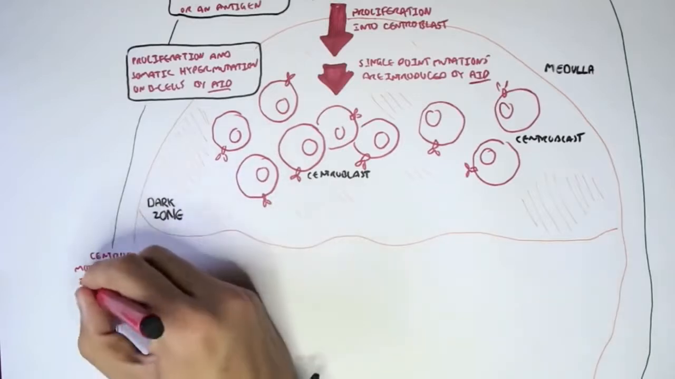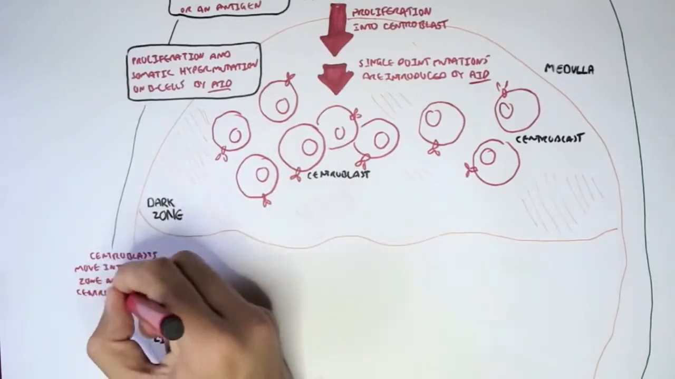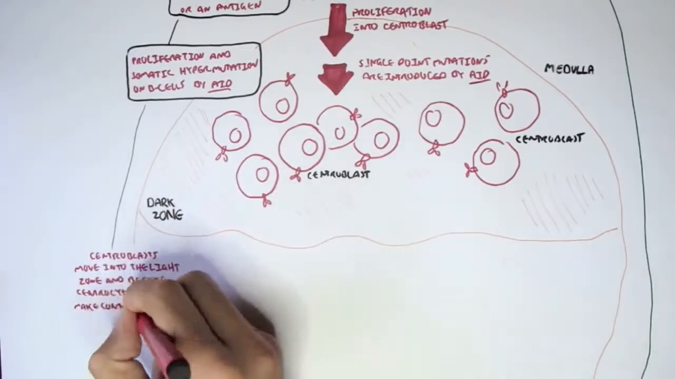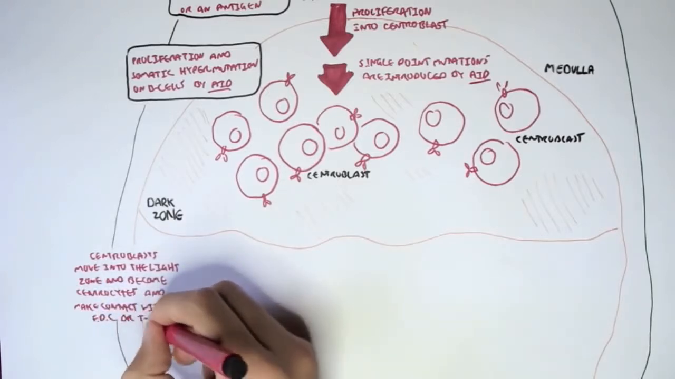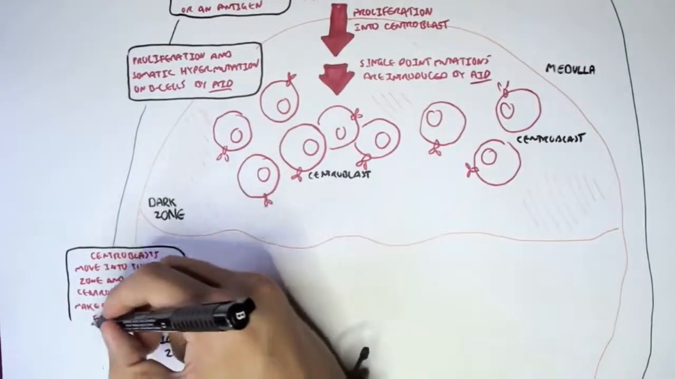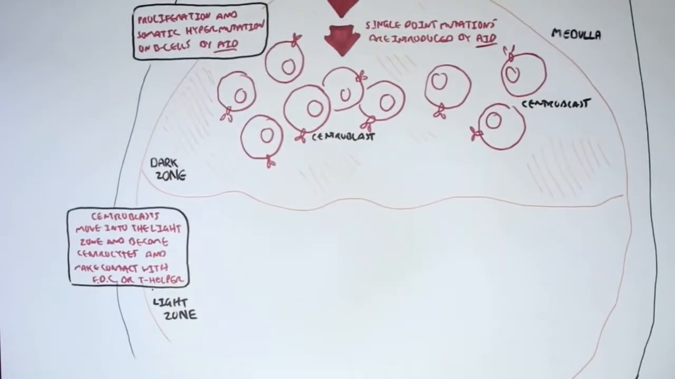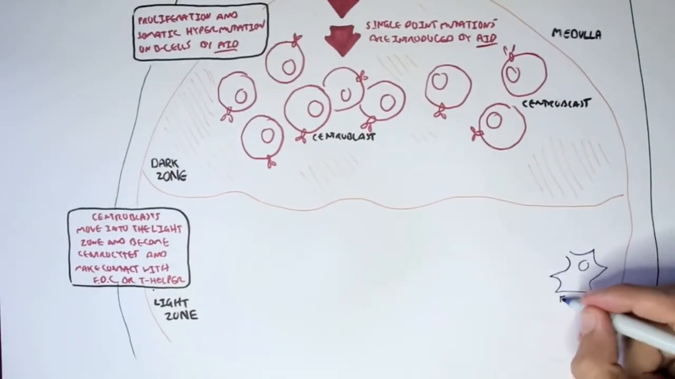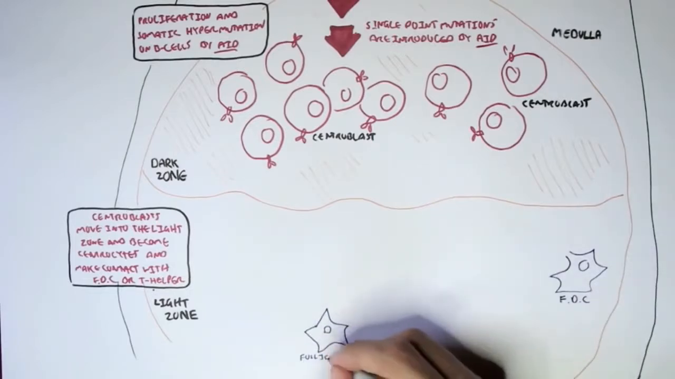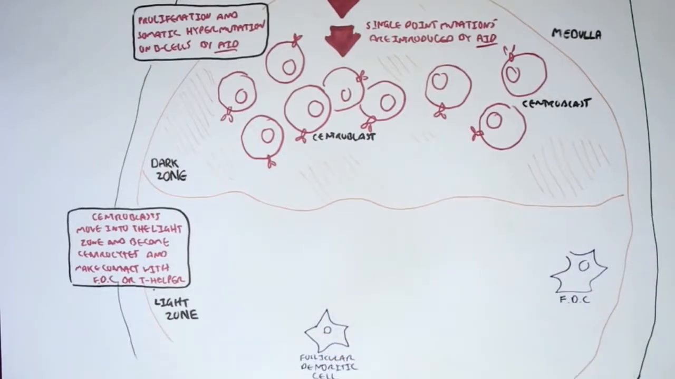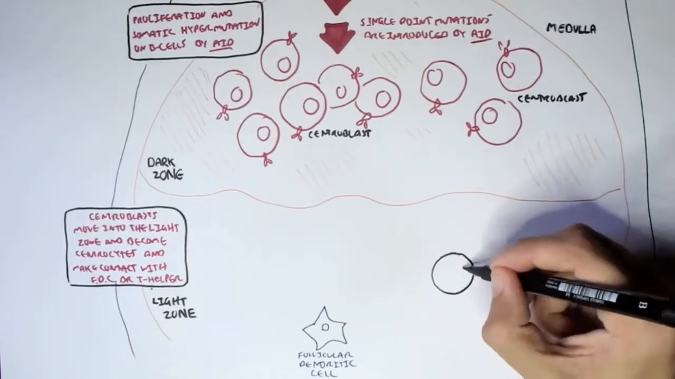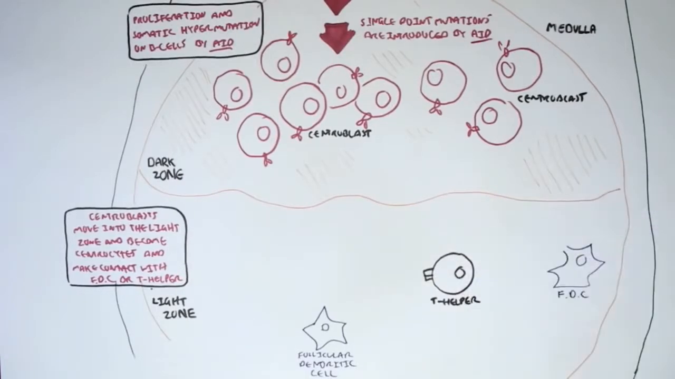So centroblasts are currently residing in the dark zone, but then they will move into the light zone of the germinal center and become centrocytes, where they will try to make contact with follicular dendritic cells or T helper cells with antigens on them. So here in the light zone, we can see that there are follicular dendritic cells and we have T helper cells, all of which express an antigen for the centroblast or centrocyte to recognize.